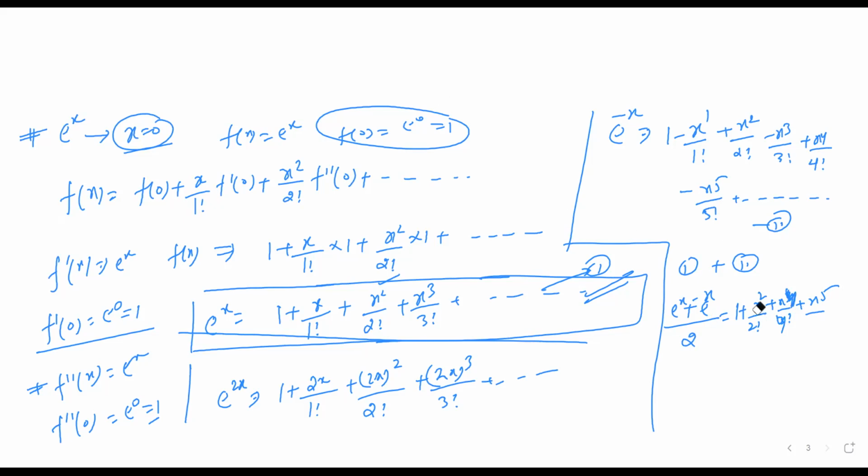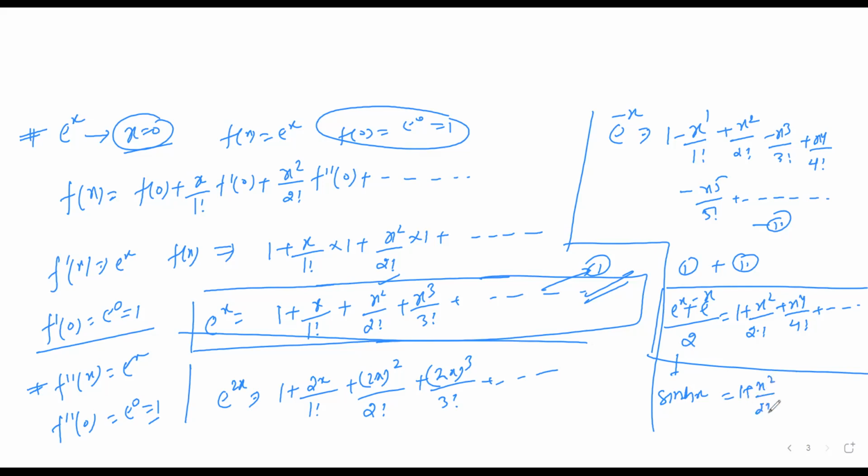Just a minute, I'll erase it here. It's 1 plus x square by 2 factorial, x to power 4 by 4 factorial, and so on. So this is the series for, and this one is reduced to cos hx. This is the cos hx, and the cos hx series is 1 plus x square by 2 factorial, x to power 4 by 4 factorial, and so on.